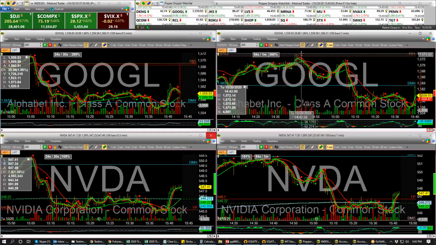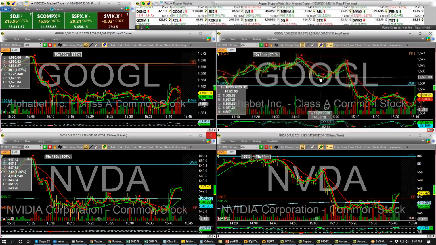Oh, there's a good short. Hits the Fibonacci resistance, rolls over, gets a down arrow, falls underneath, and then dumps.